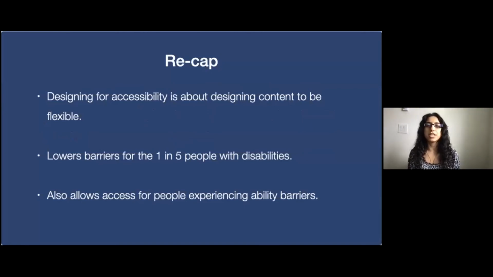So during this presentation, I've talked about how designing for web accessibility really at its core is about designing content that's flexible so that users can decide how they want to access it and be able to access it regardless of their preference, their ability, and their environment or situation. You've also seen that by designing for accessibility, you're actually making access possible for those 1 in 4 to 1 in 5 people who are living with disabilities. But in the process, you're also planning for these ability barriers that arise pretty much for everyone in certain situations and environments. And this really does improve the user experience for all of your users.